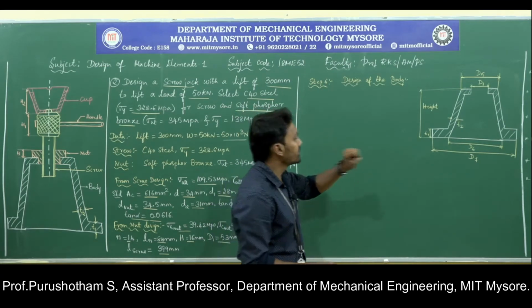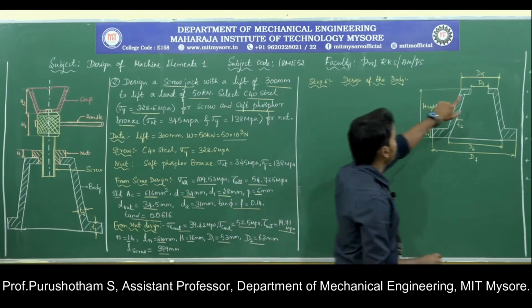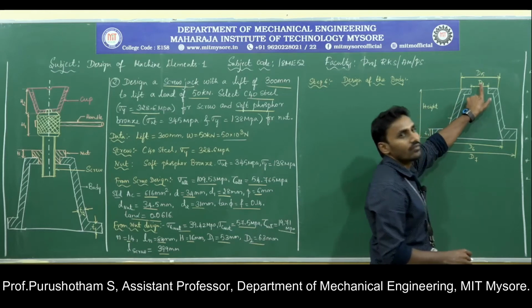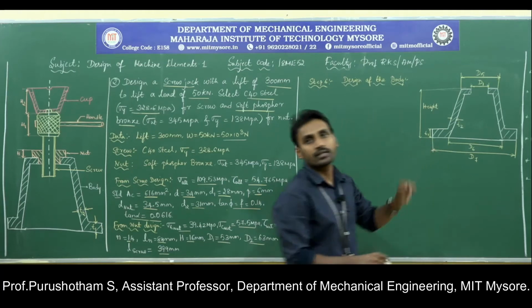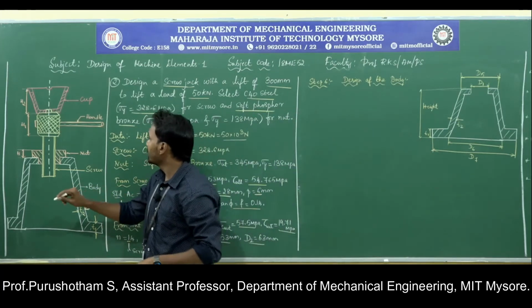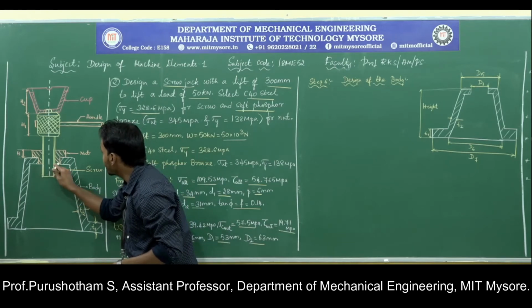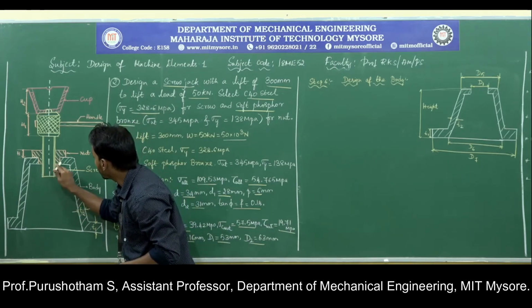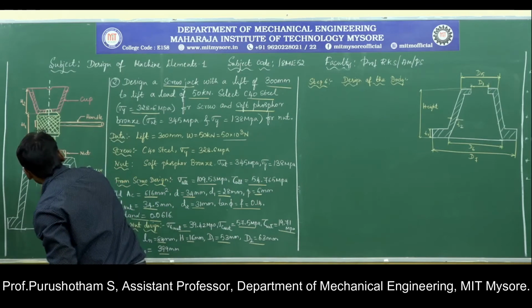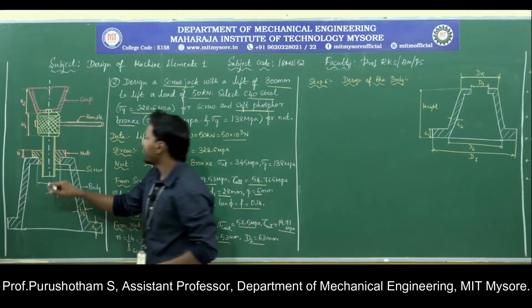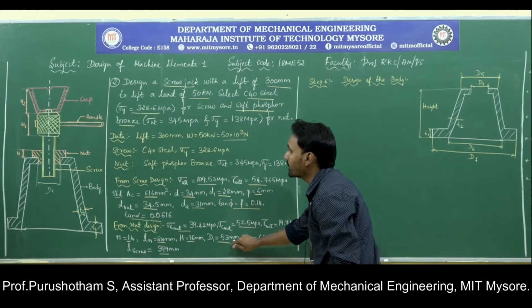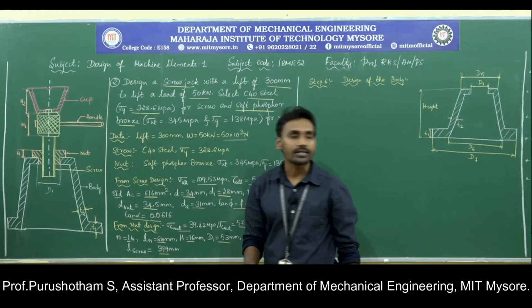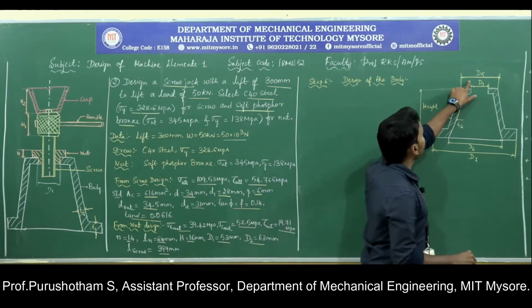Design of the body. In this, what we need to calculate, D1 is already calculated, that is the outside diameter of the nut. If you observe this figure, this will be the nut, that is D1 from ear to ear, which was calculated in the design of nut. So it is also known, that is 53 millimeter. Then D5.